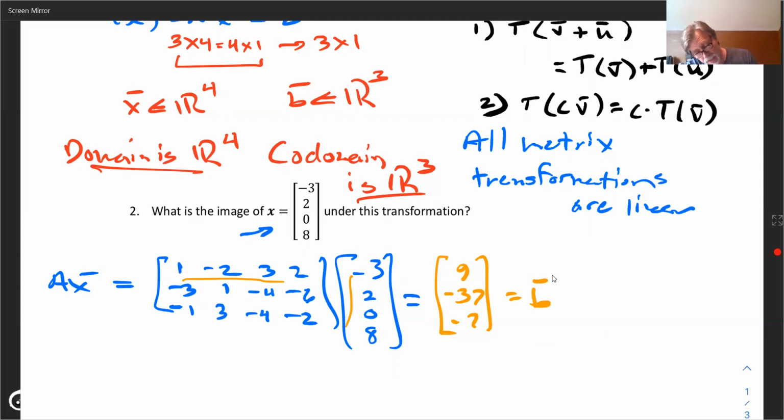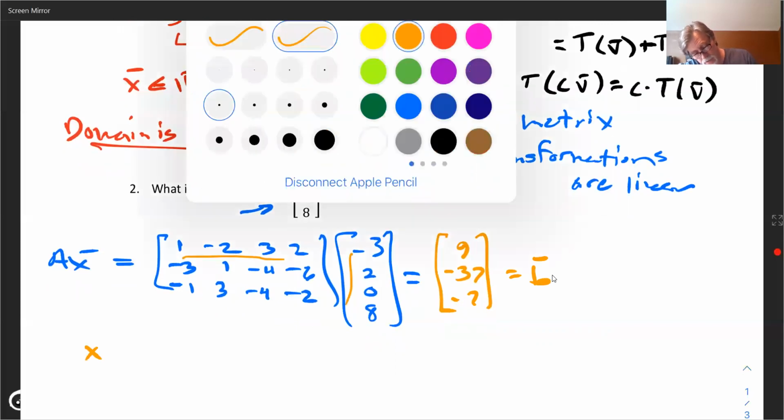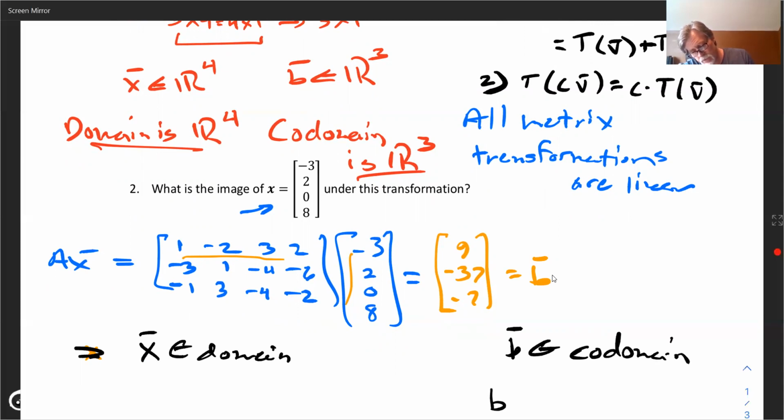So what I'm going to say is that X is an element of the domain. And B is the element of the codomain. But you see, this particular example, B is also what we call an element of the range, because we do have an X that maps to it. So it's reachable, so to speak.